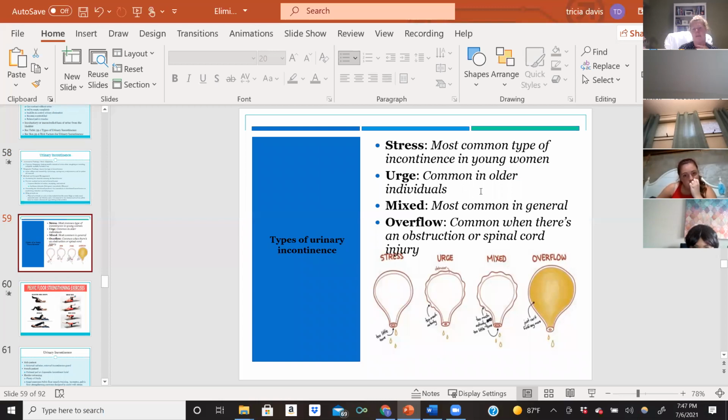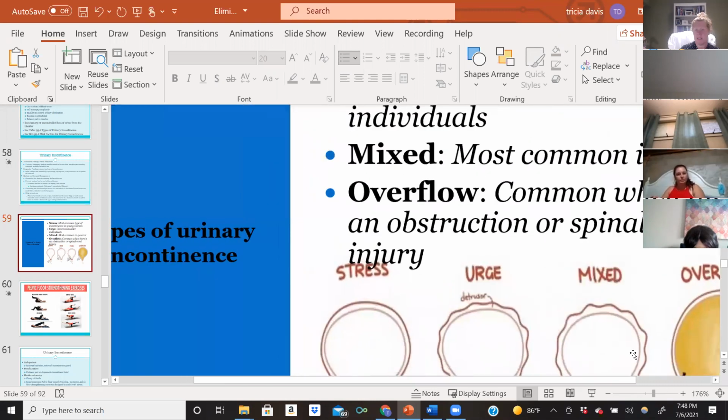So stress incontinence is the most common incontinence in young women. We see it as you get older, and we see it in people who have had children. So you sneeze, you pee, you cough, you pee, you laugh, you pee. Urge is much more common in your older adults. Mixed incontinence is pretty common just in the general population, no real age group. And then overflow, we see this when there's any obstruction or the spinal cord is injured. So overflow, as you can see, it's filling, and I don't know if you can read what's on there.